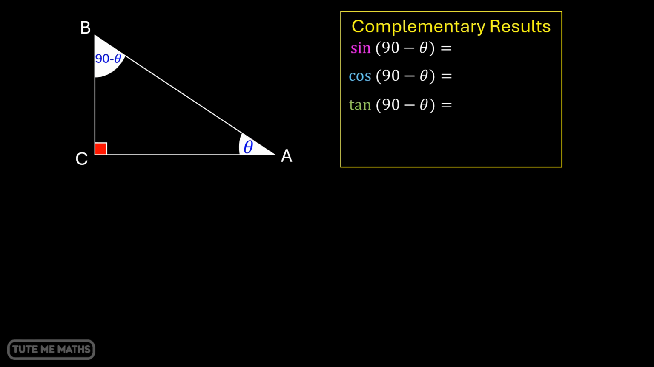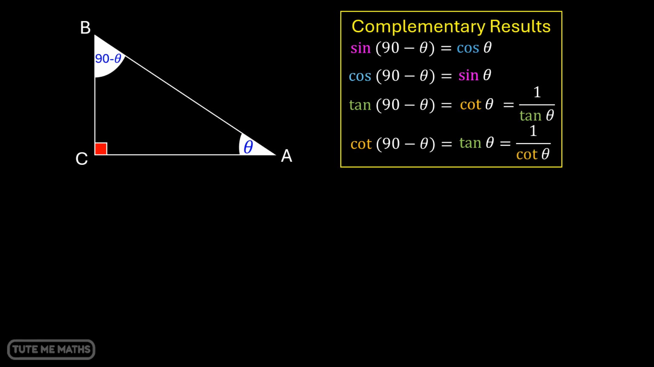The sine of the complement of theta is identical to the cosine of theta. Likewise, the cosine of the complement of theta is the same as the sine of theta, and the tangent of the complement of theta is equal to the cotangent of theta. Further, it's also equal to the reciprocal of tan theta. And finally, the cotangent of the complement of theta is identical to the tangent of theta, and it's also the reciprocal of the cotangent of theta.